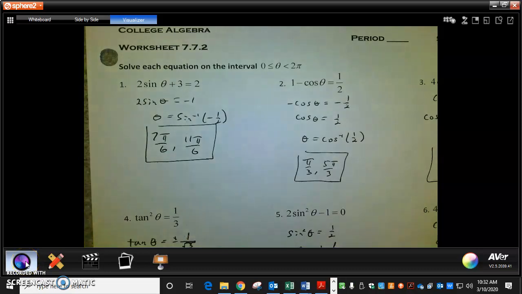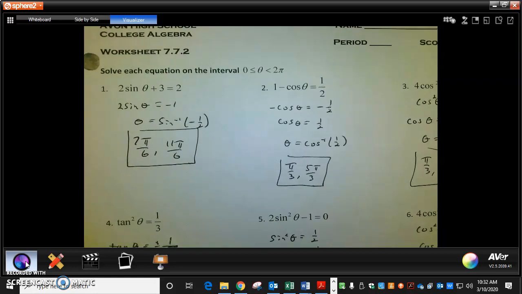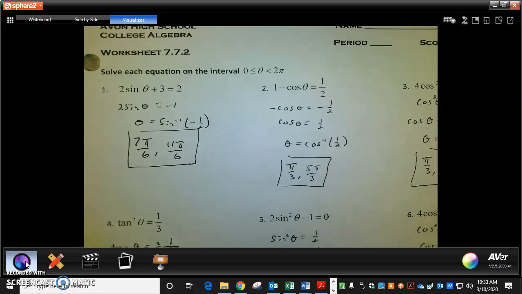All right, let's take a look at the day 2 homework over solving trig equations. Again, I'm just going to show you these answers, point out some common mistakes and issues that I see people have. Some of these equations were a little harder, but again, we were only trying to find answers within one complete revolution of a unit circle.